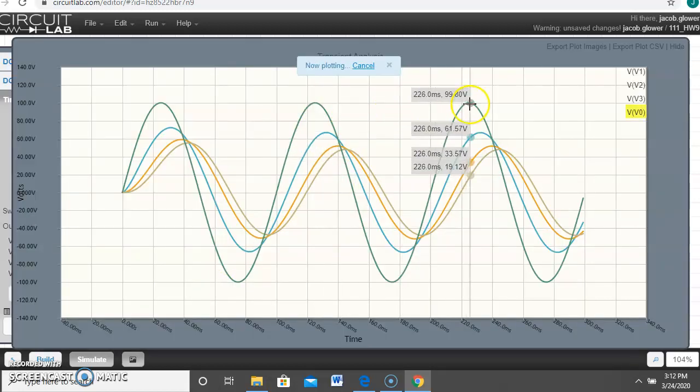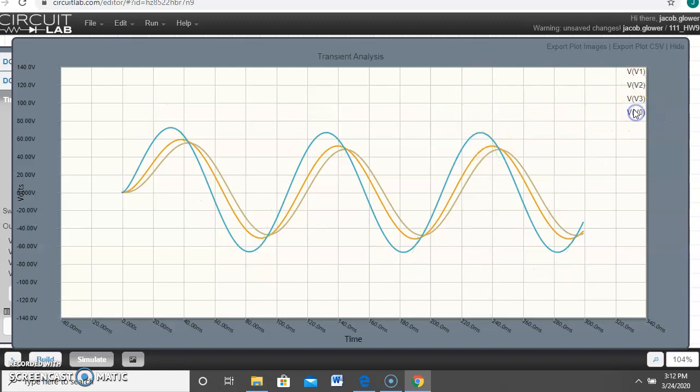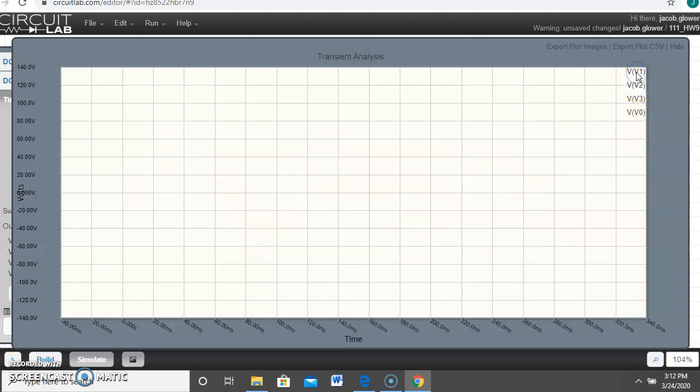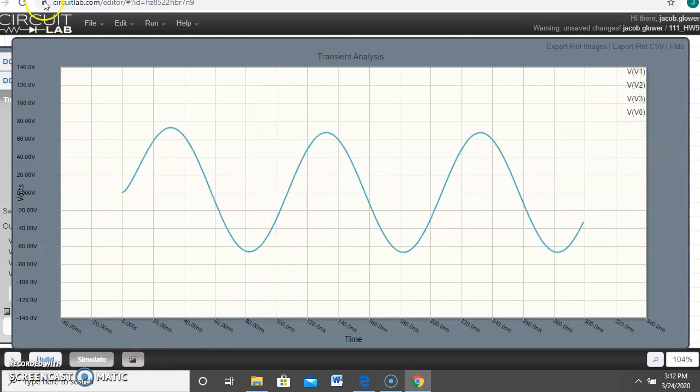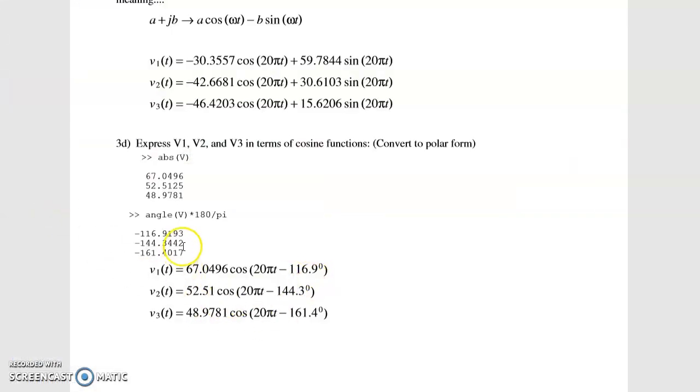These are the voltages. The peak tells the amplitude. So here the green line, the peak is 100 volts. The blue line, the peak is 66 volts. The orange line is rather hard to tell. Here's V2. V2 is 51 volts, and V3 is 47 volts. Checking in MATLAB, that's exactly what we got.